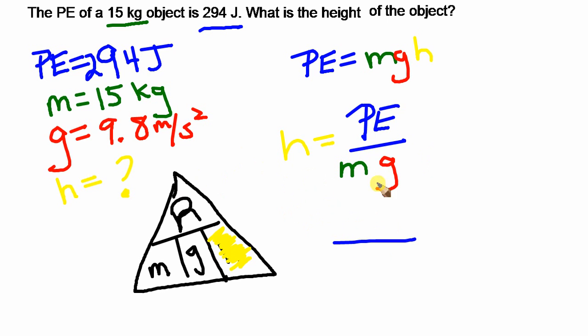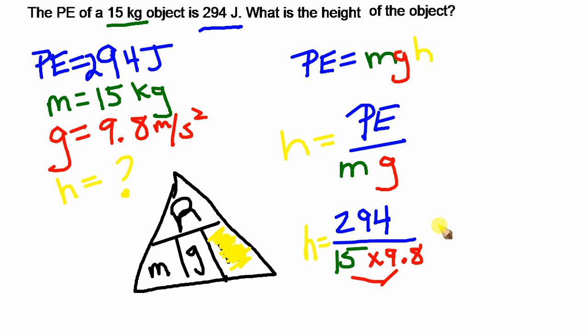Time to replace here. My PE, I said, was 294. My mass, we said, was 15. And g is 9.8. So what I'm going to do first is I'm going to multiply these bottom numbers to get one number, and then I'm going to divide by the top. When I do this math out, I find out that my h equals 2, and my units for height is always meters.